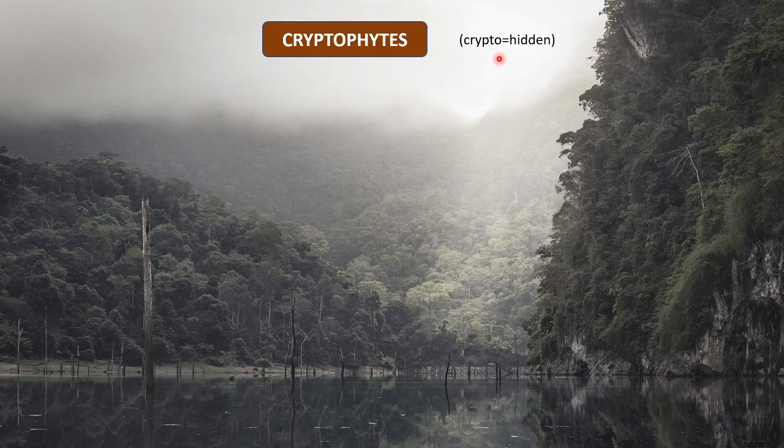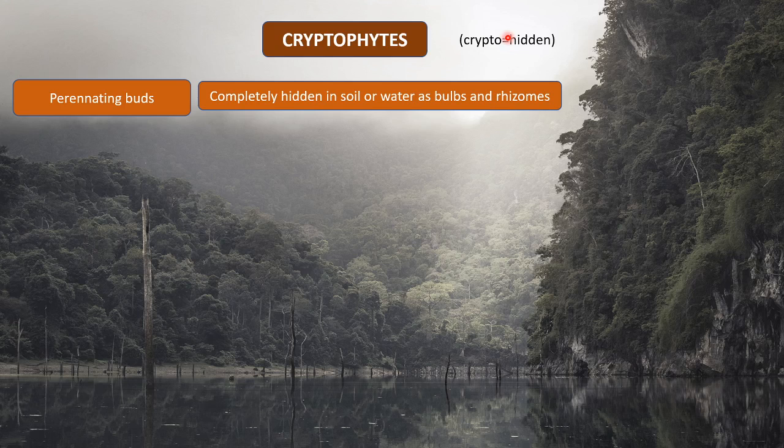Crypto means hidden. Right, so now we have reached the understanding of plants having perennating buds that are hidden in soil or water as bulbs and rhizomes. Now the perennating buds are completely hidden in soil or completely hidden in water. These may be hidden as bulbs or as rhizomes. Right, and these are mostly found in arid zone. Plants that grow in terrestrial environment are included here in arid zone.